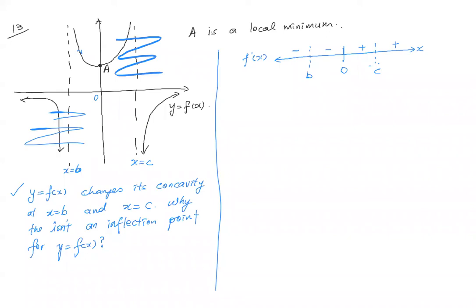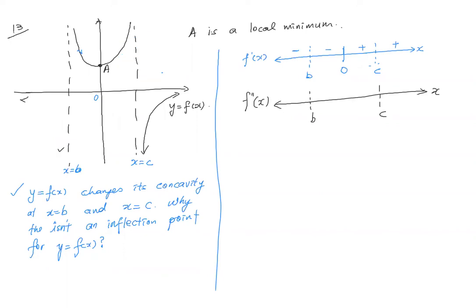So now how is it going to be like? Now we put the f double prime x sign diagram. There is no inflection point, so we still have to put down these two because they are not part of the domain. Okay, so now I know that. Hold on, I have to delete all this first.